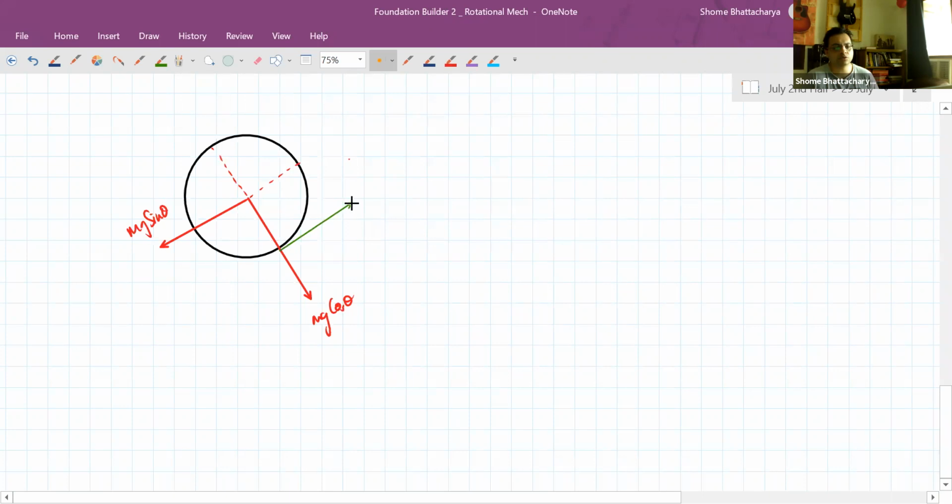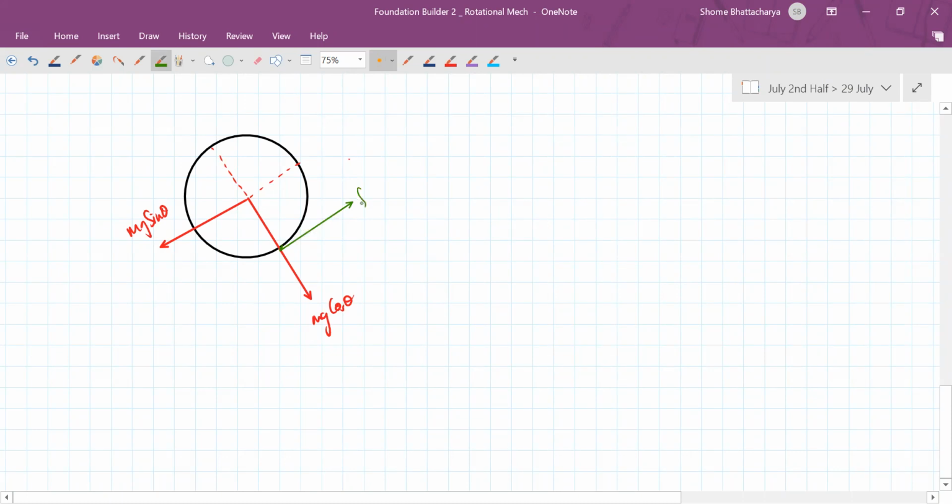So have you written the torque equation also? Yes, the torque equation. Okay, very good.